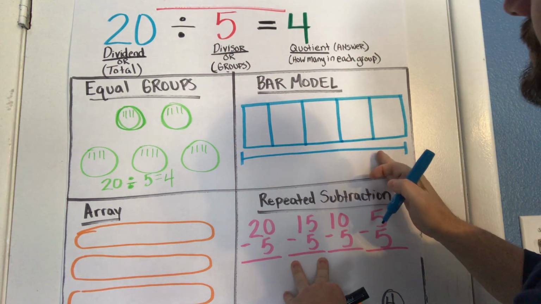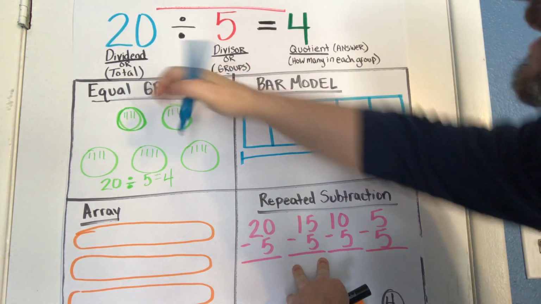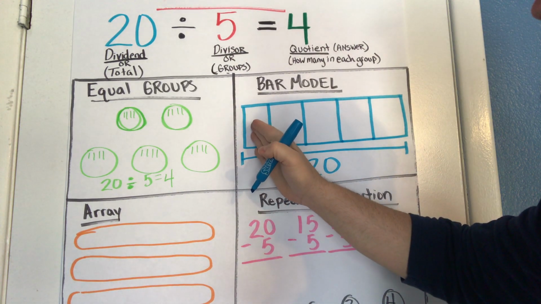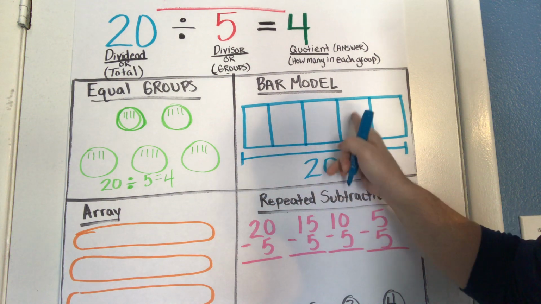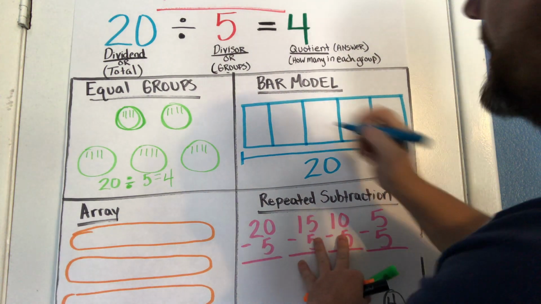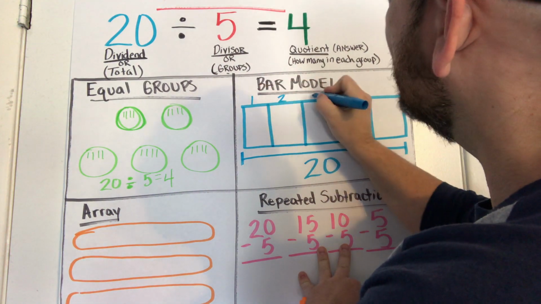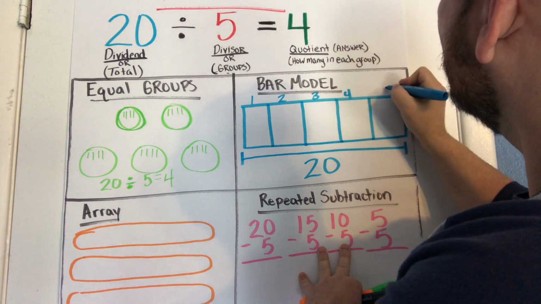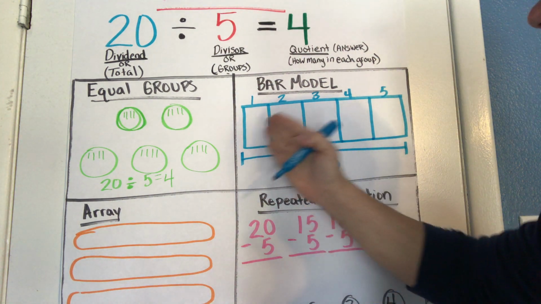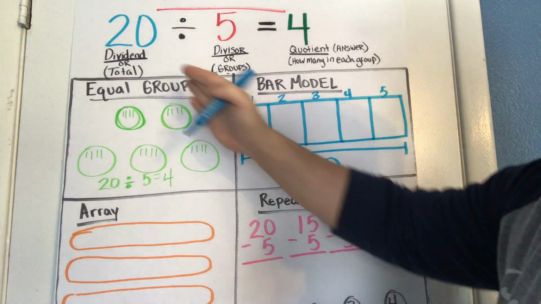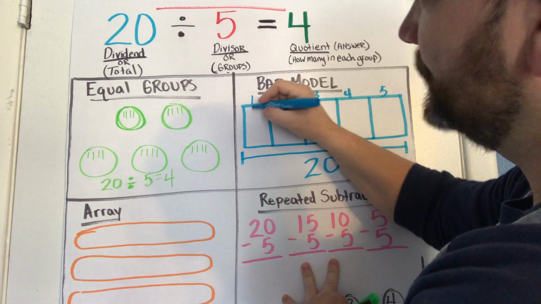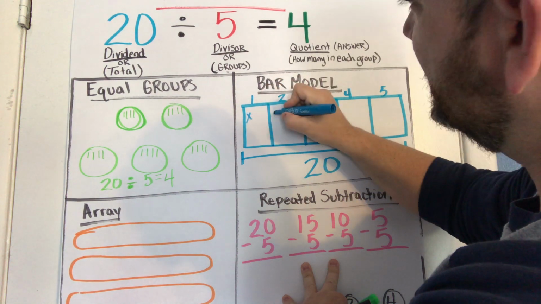show that the total, or the dividend that we're using, is 20. And we're splitting that into 1, 2, 3, 4, 5 groups. The divisor is 5. Okay, so I'll represent that too. 1, 2, 3, 4, 5. And then basically we're just going to find out how much is in each group by splitting up our dividend into our divisor. And we'll use x's this time. 1, it's the same idea.